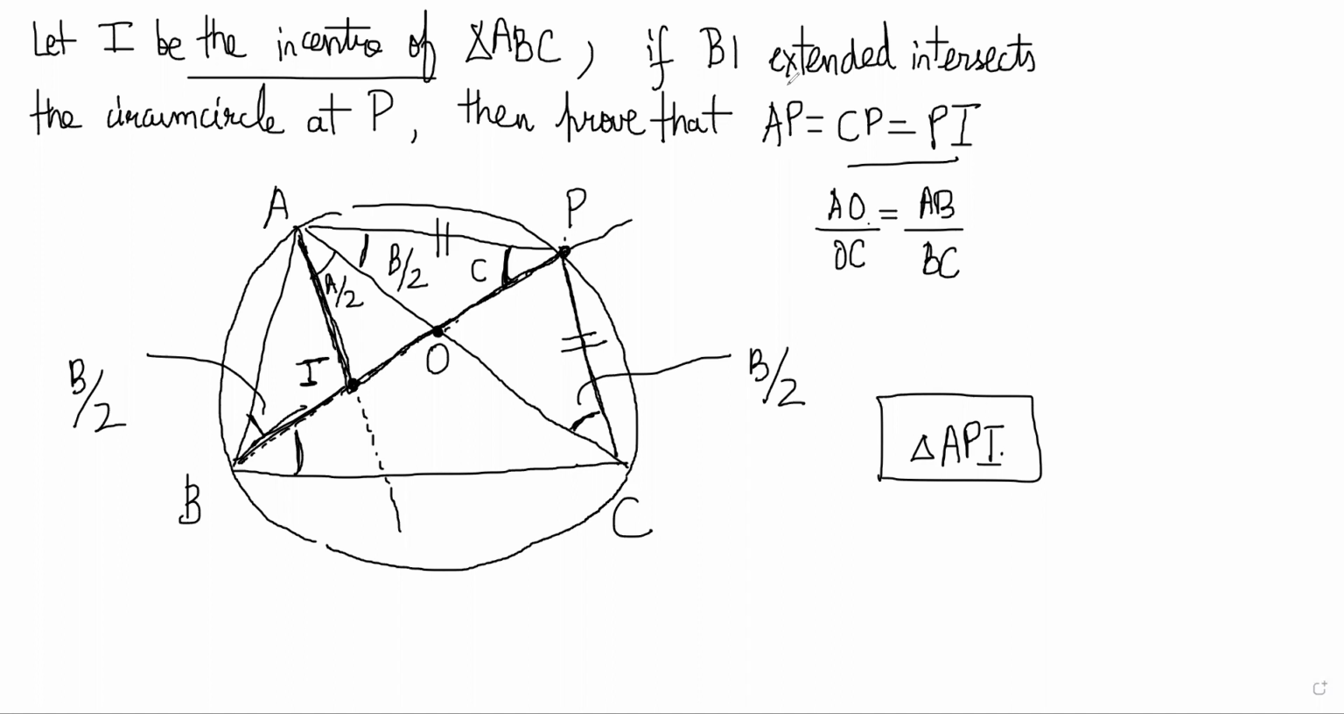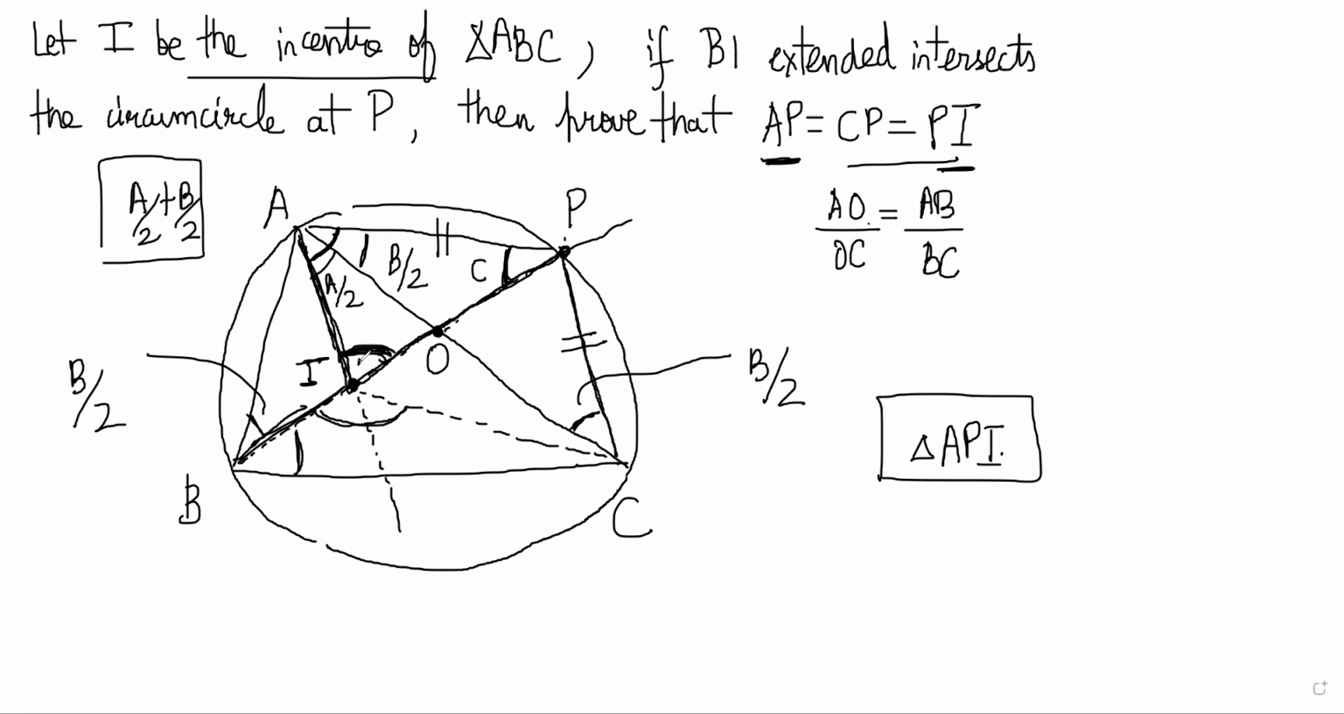Correct. If we need to prove that AP is equal to PI, we need to show that this angle is equal to this angle, right? Yes. And this angle we know is A by 2 plus B by 2, right? Yes. So we just have to find out this angle, no? Correct. So that angle comes out to be A by 2 plus B by 2, as A plus B plus C equals 180.